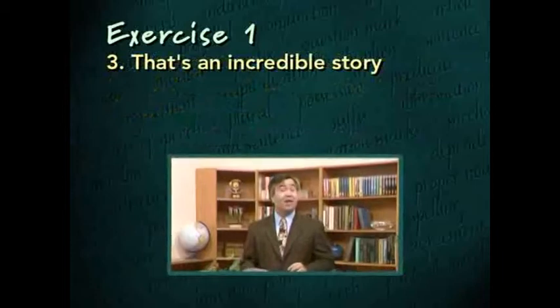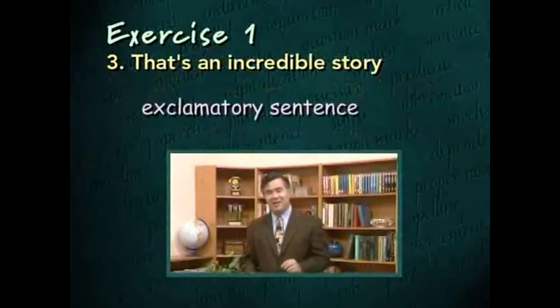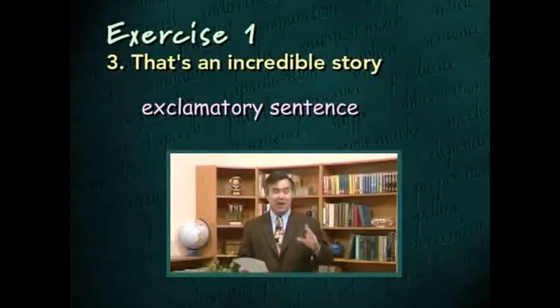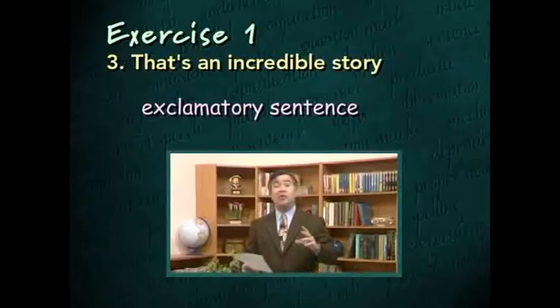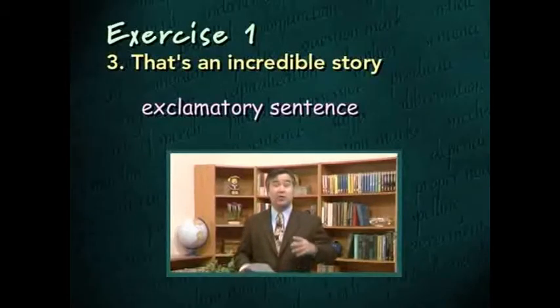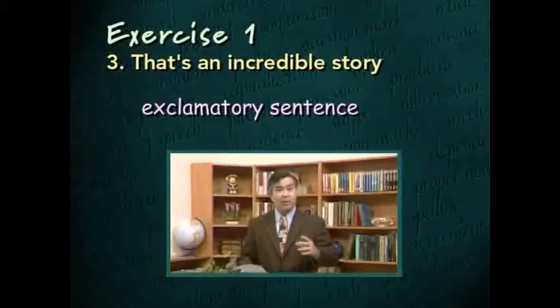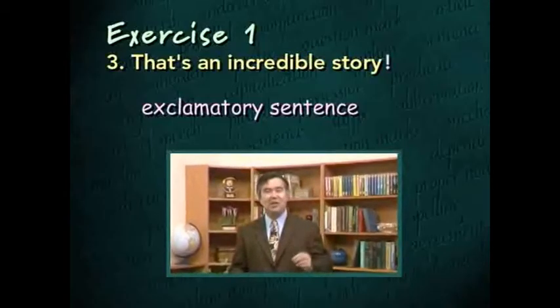Next, "That's an incredible story." Now here we have a true exclamatory sentence. The person who speaks or writes this sentence is expressing a strong emotion. He or she is saying that the story that has just been told is one that's amazing, incredible, hard to believe, breathtaking. All of those are expressions of strong feeling. And therefore, it would be appropriate to treat this as an exclamatory sentence and end it with an exclamation point.